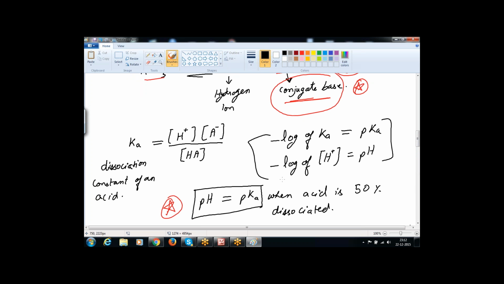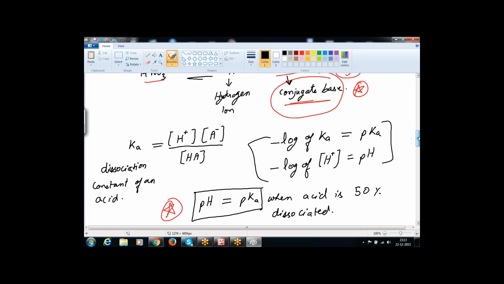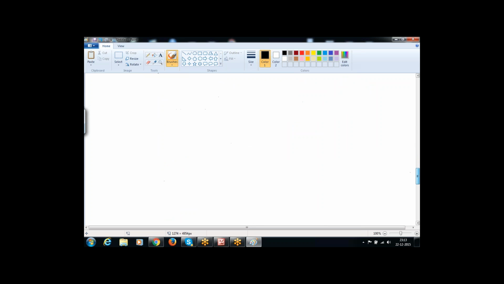Log, if you don't remember, it's just a mathematical expression. Next, we move on to buffers. So this was about what is acid, what is conjugate acid, what is normal pH. These points you must know. Then is buffers. What are buffers?